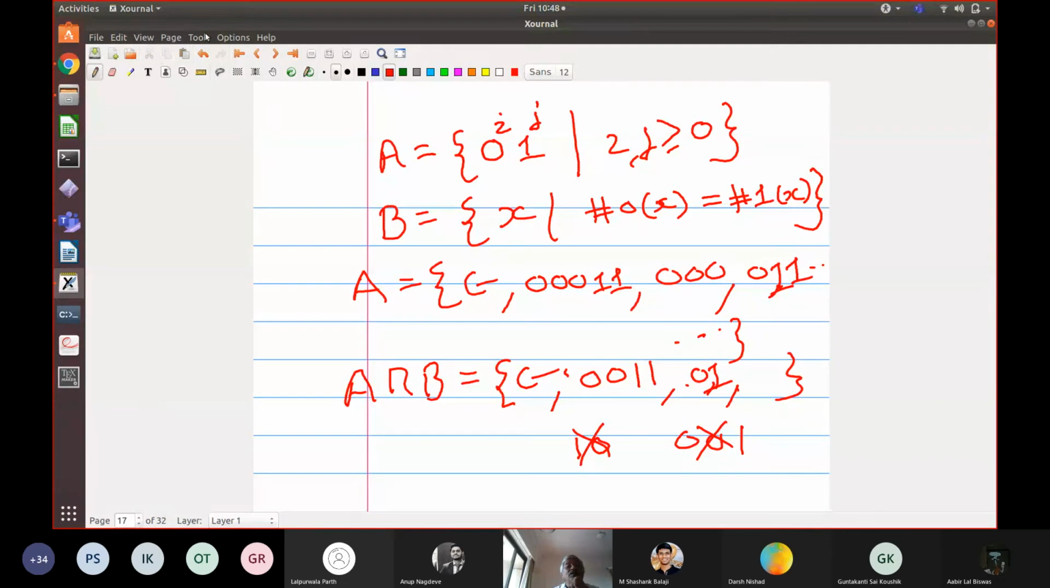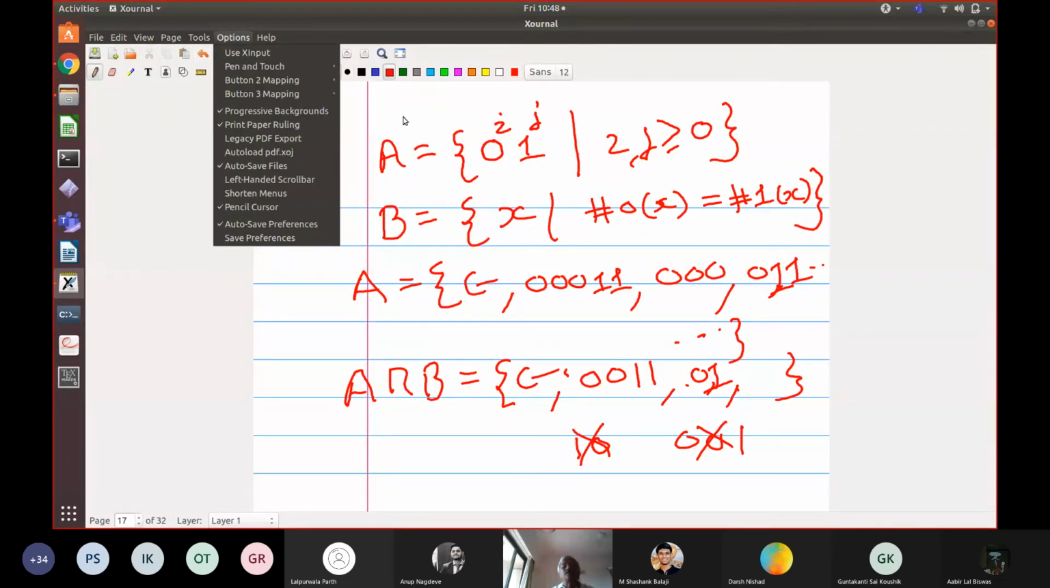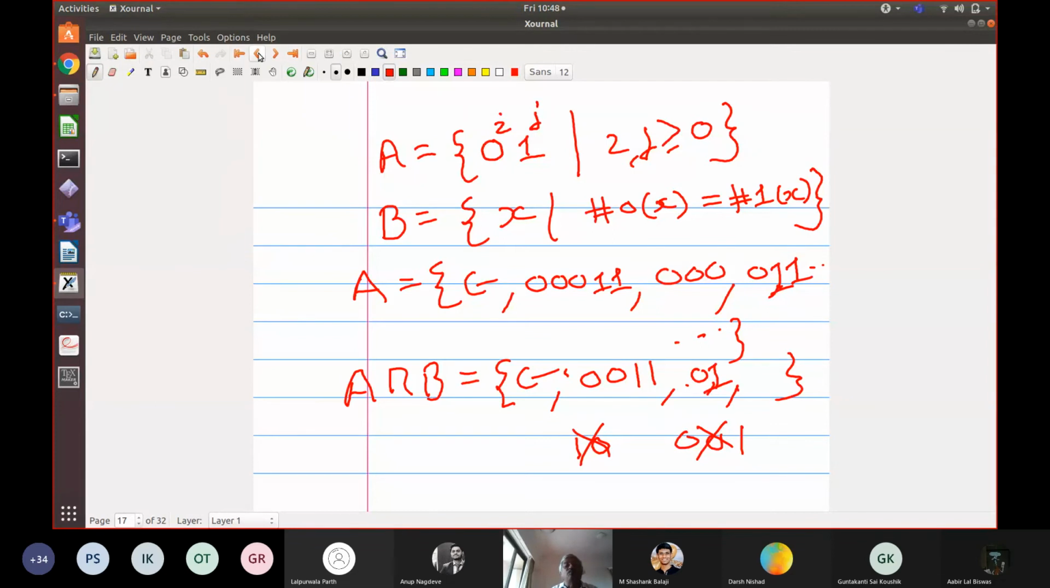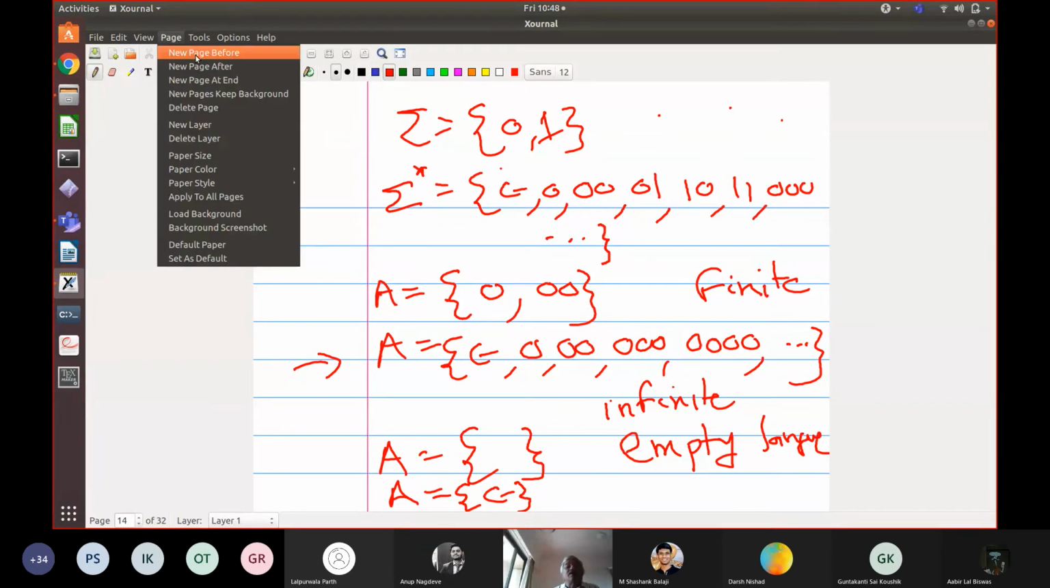Let me again give some examples. Okay, we did some languages before, so we'll just take one of those. Here is a language of all words consisting only of zeros. A is the language of all words consisting only of zeros. So what will the complement of A look like? So let me write it on the next page.